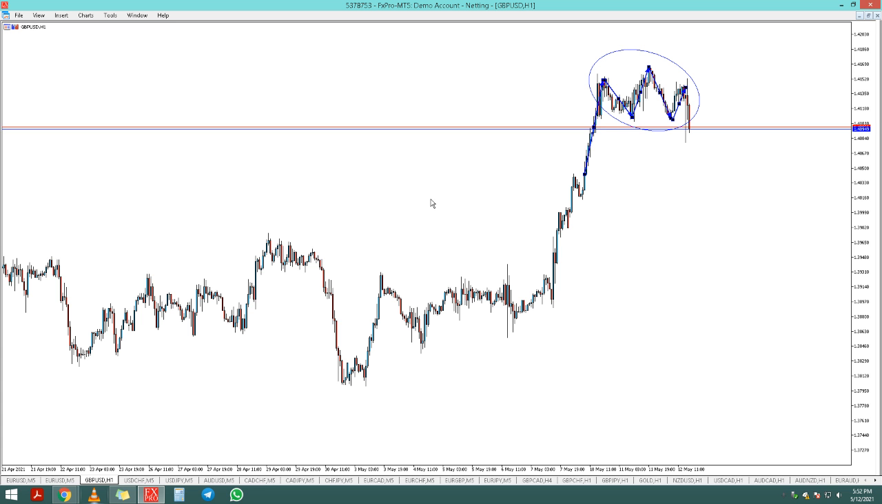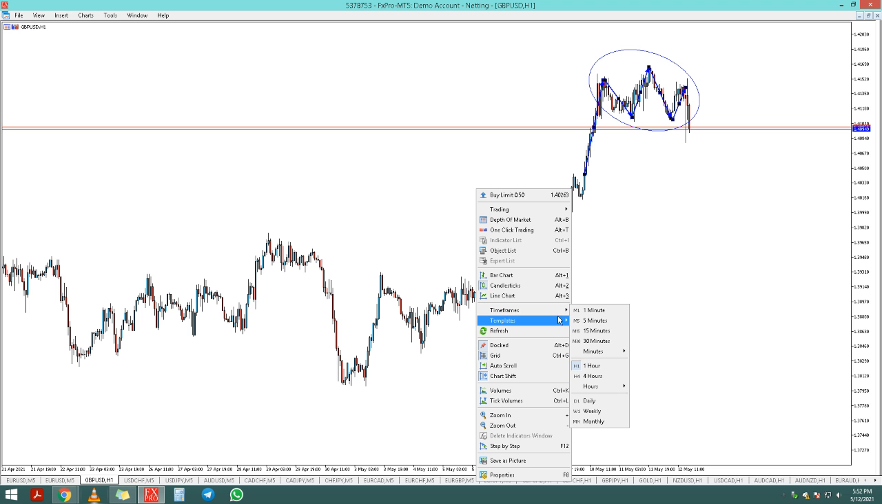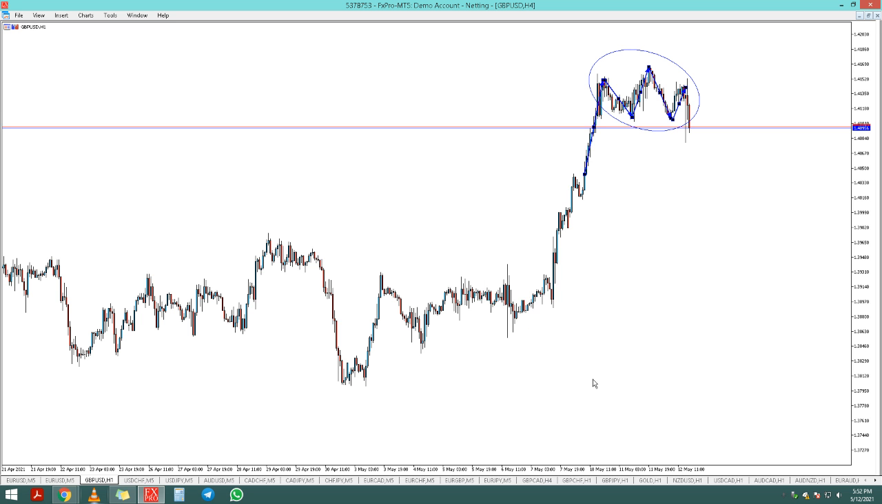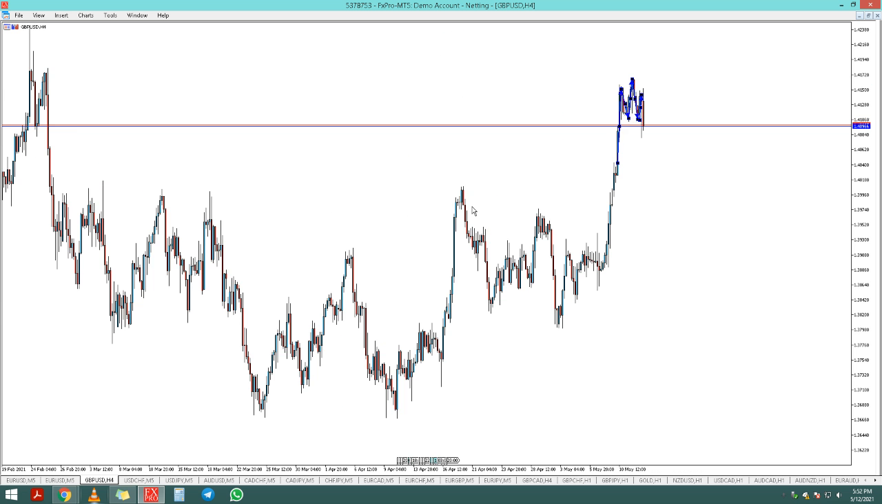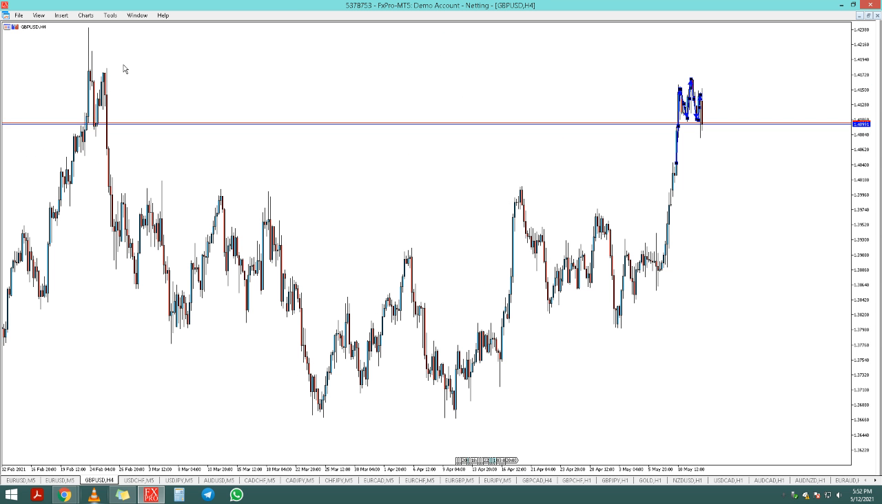So the only way we'll find out if this is a resistance, we jump to a time frame higher. Because that is 1 hour, you can jump to maybe H4. Let's see if we'll have something on H4. Okay, so this is the H4. If you look from the left, we've got an area here where sellers did find value and they did push the price back down.